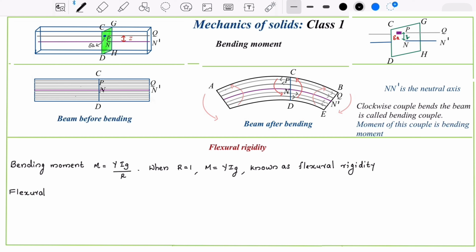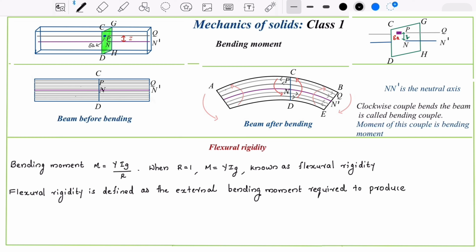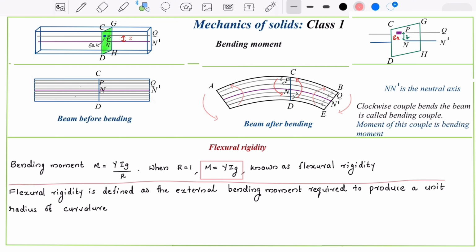Now let us define the flexural rigidity in the following way. Flexural rigidity is defined as the external bending moment required to produce a unit radius of curvature, and the equation is YIg.